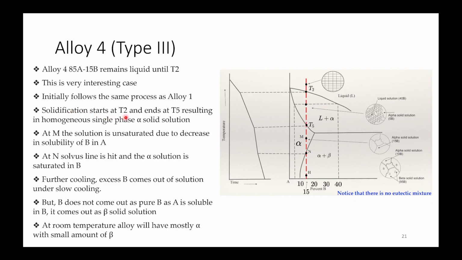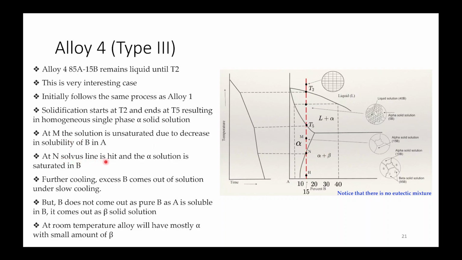Solidification starts at T2 and ends at T5, resulting in a homogeneous single phase alpha solid solution. And at M, the solution is unsaturated due to the decrease in solubility of B in A. So this is a solvus line. Alpha is showing reduced solubility, so B will come out and form beta.